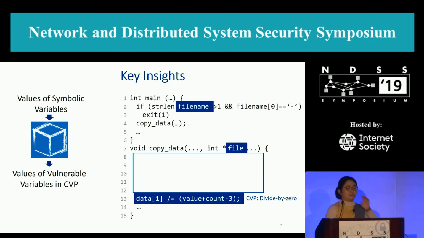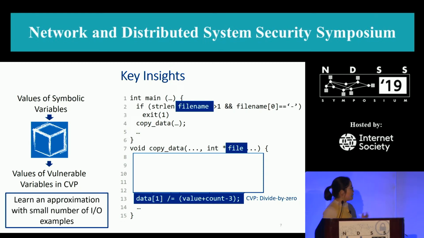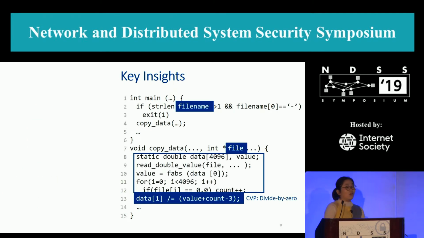So why might this be helpful? This will be helpful if we can learn an approximation with a small number of observations, because sometimes it pays to not get lost in the details. So now, another question we will have is: can we indeed learn an approximation with a small number of observations? If we can do that, then it can release the burden of analyzing this code.